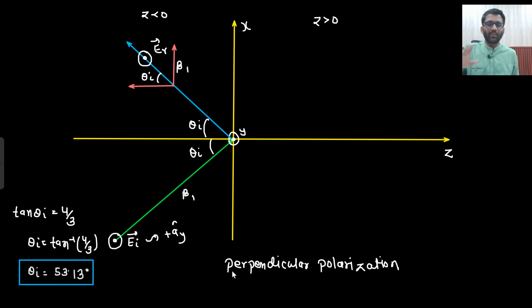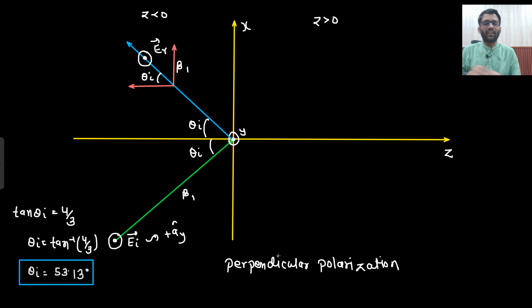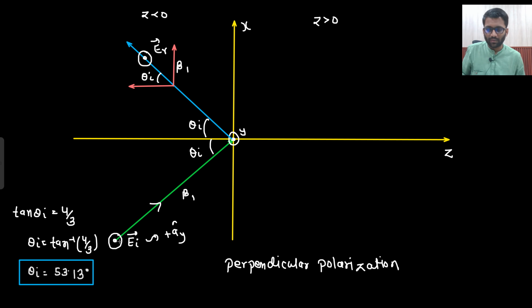Can we solve using geometry? Can we get this direction using geometry? Certainly we can. This is my electric field and this is my wave propagation. So where will be my incident magnetic field? I am talking about the incident magnetic field. E cross H should give me P, so it should be downward. This is my HI.